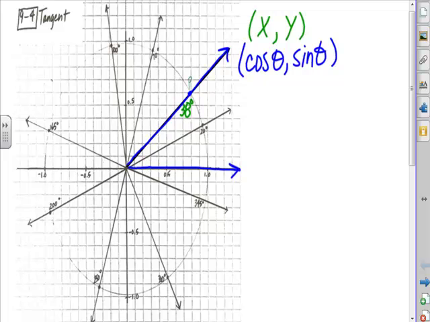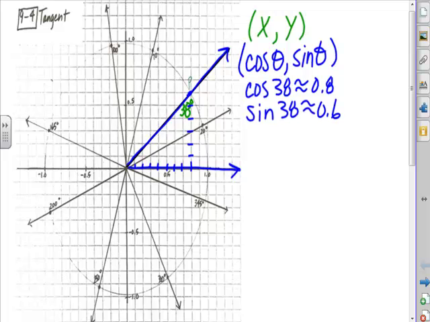So this one I conveniently selected because it's pretty easy to count and see what the cosine and the sine are. Knowing that my radius is 1, it's the unit circle, I have 0.1, 0.2, 0.3, 0.4, 0.5, 0.6, 0.7, 0.8. So it appears that the cosine of 38 should be approximately 0.8. And then if I count up, I go up 0.1, 0.2, 0.3, 0.4, 0.5, 0.6. And so the sine of 38 appears to be approximately 0.6.